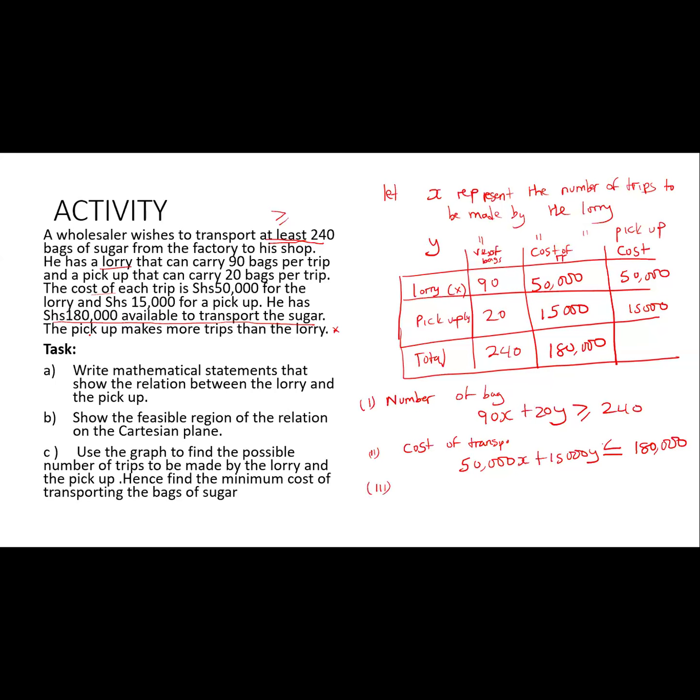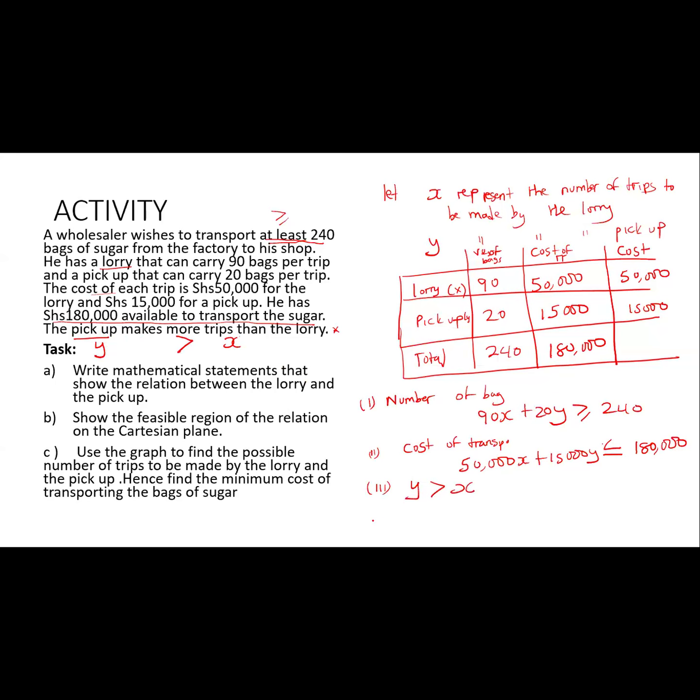Then go to the next one, the pickup. I told you that when you are interpreting, make sure you put the values. The pickup is what we are representing by Y. More, we said, is greater than. Trips than the lorry, which is X. So I will say the pickup makes more trips: Y greater than X.